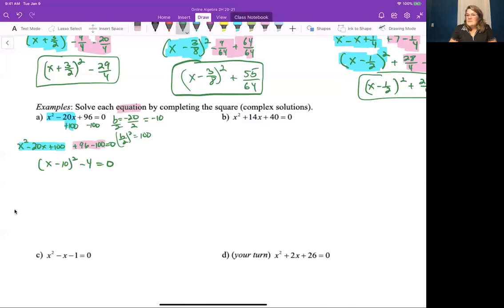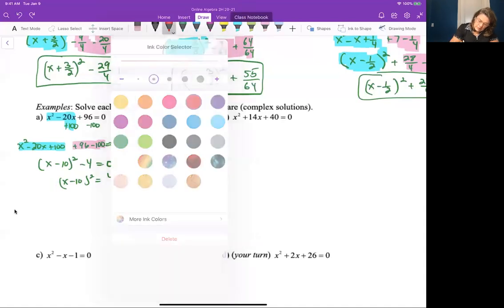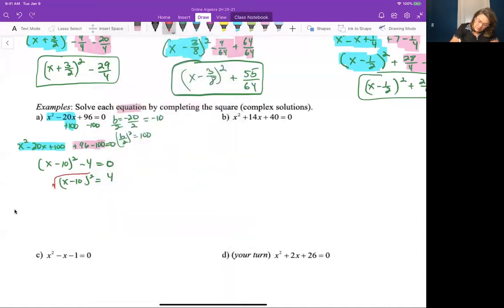So we're not done. Now we are going to move our 4 over, and we will get x minus 10 squared is equal to a positive 4. And then I can take the square root of both sides, and I will get x minus 10 is equal to plus or minus 2. Okay, don't forget the plus or minus.